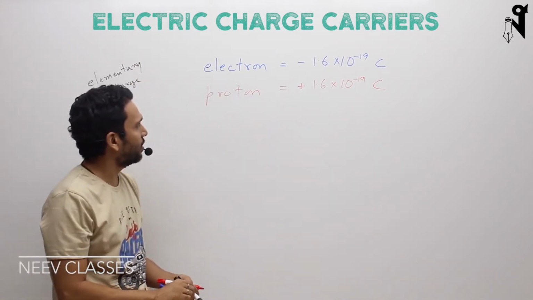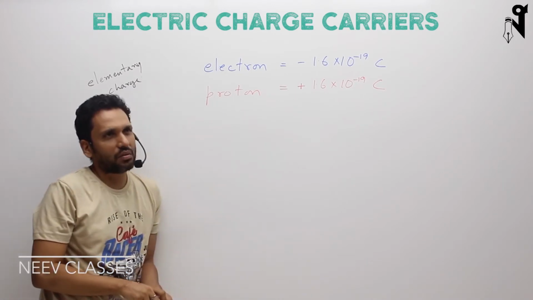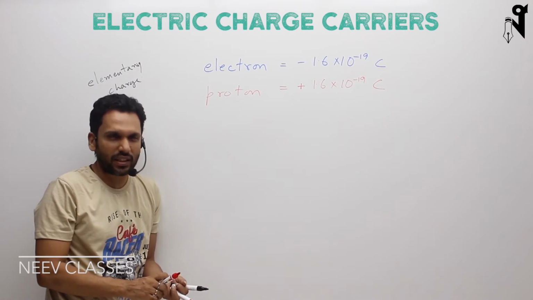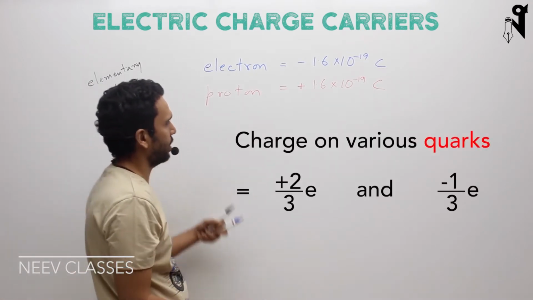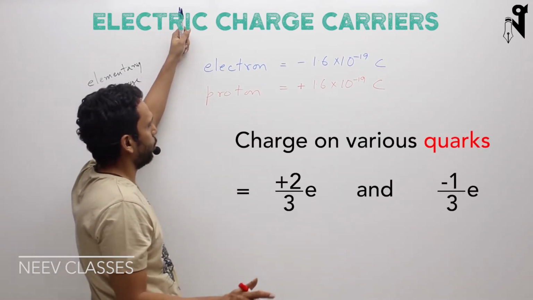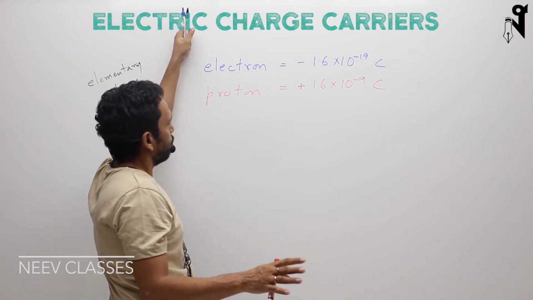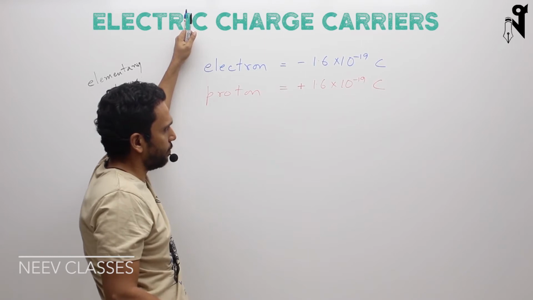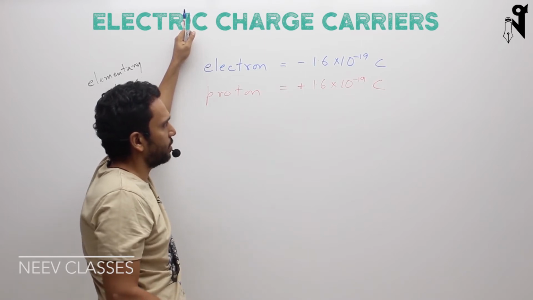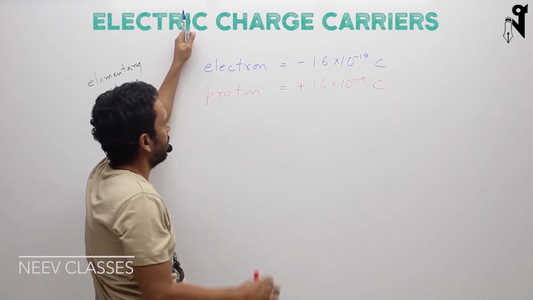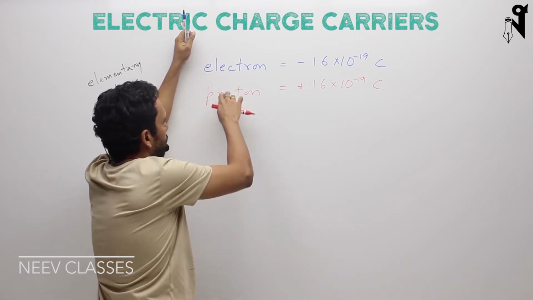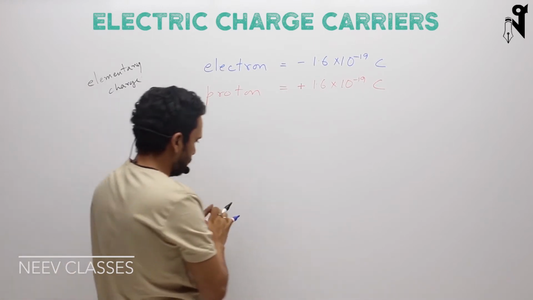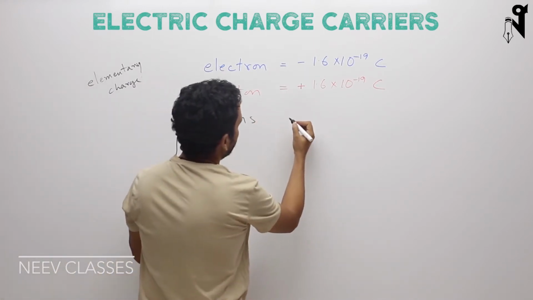And then there are charge carriers which carry fractional charges but don't exist independently. Those are called quarks, and you don't have to bother about them at all. So the particles which we know, which are in the syllabus currently and subsequently for the next 2-3 years, are these particles: an electron and a proton. And then obviously you have ions.